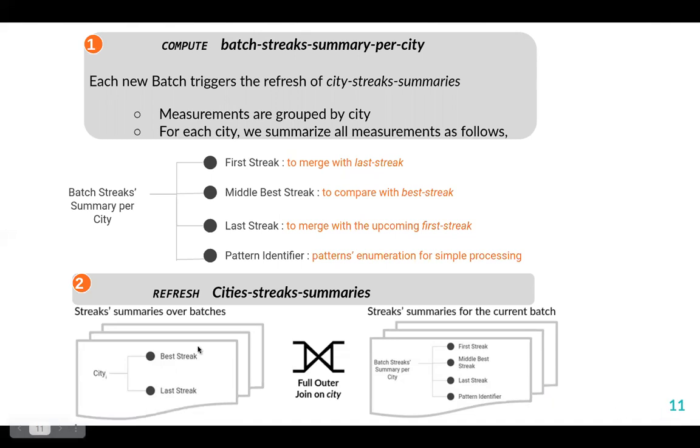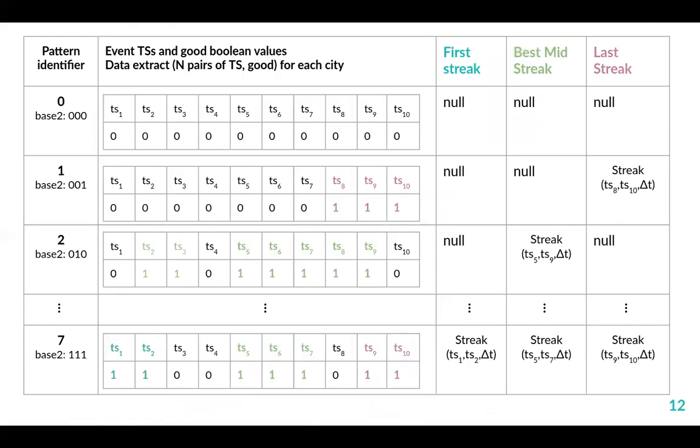The second step in the workflow is to refresh, of course, city track summaries. So once we have the track summaries over batches, the old one, and the track summaries for the current batch, we perform a full outer join on city. In next slide, I saw some patterns.